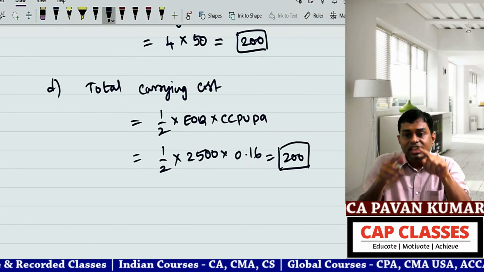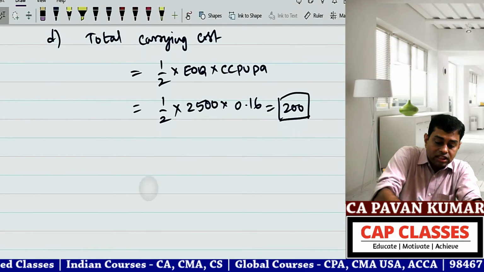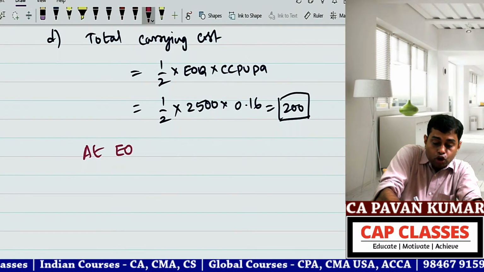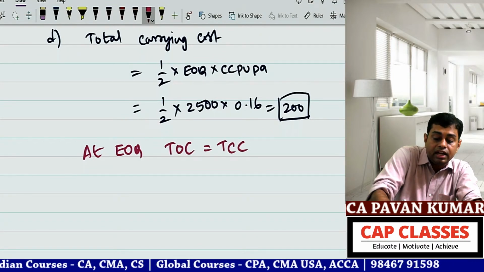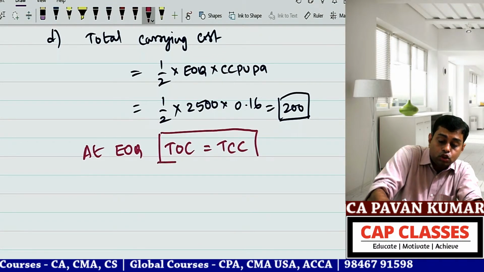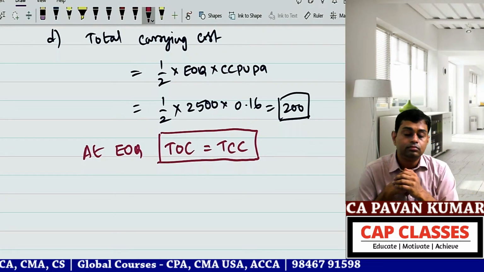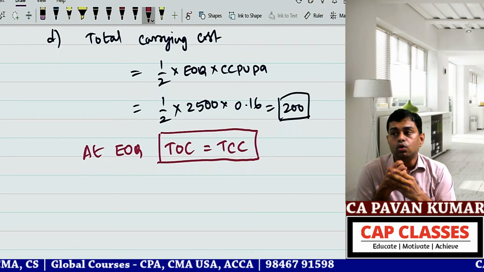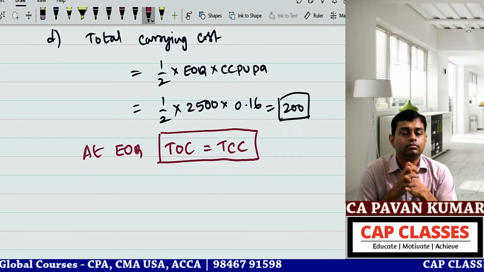Now remember, at EOQ always total ordering cost and total carrying cost should be same. Why? Because it is point of intersection, no? So what is the conclusion? At EOQ, total ordering cost is equal to total carrying cost. This holds good all the time. You understand?